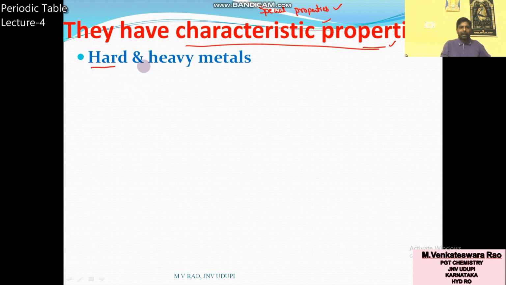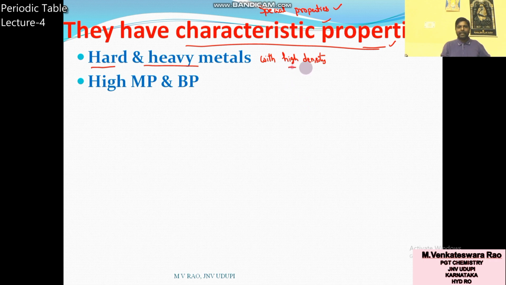All these are hard and heavy metals, that means with high density. Density is also more. So all transition metals are hard and heavy with high density. They have high melting point and boiling point.